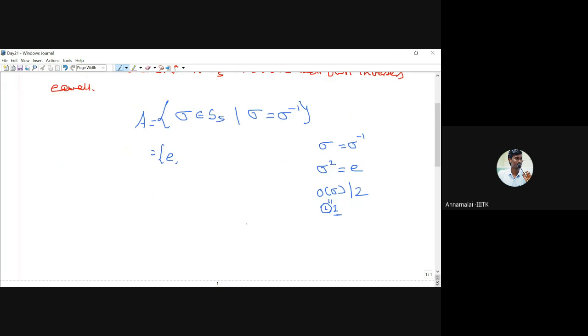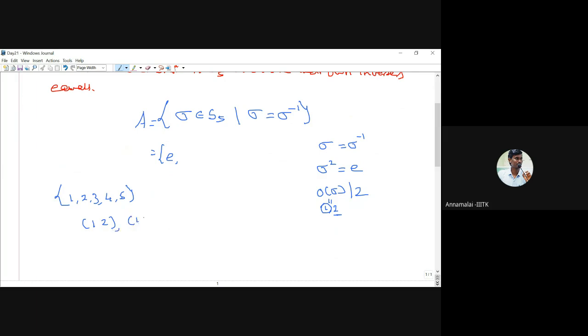Now, if you take any 2-cycle, the order is always 2. Why? We are in S5, therefore we use only the 5 symbols 1, 2, 3, 4, 5. What are the possible permutations of length 2? Suppose I take (1 2), that is 1 goes to 2, 2 goes to 1. This is one permutation. The order of the permutation is 2, because the length is 2. Therefore, this is one element.